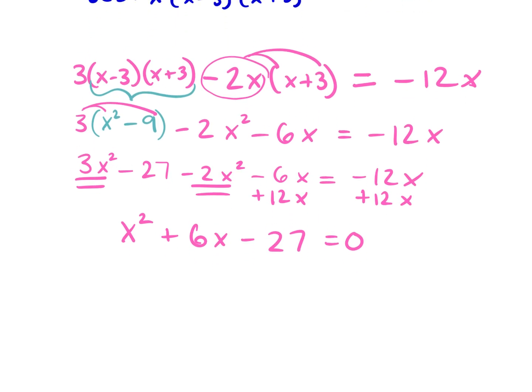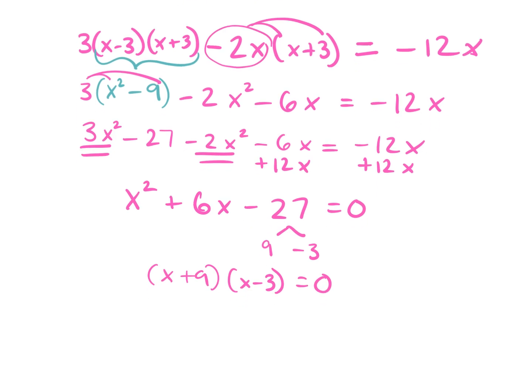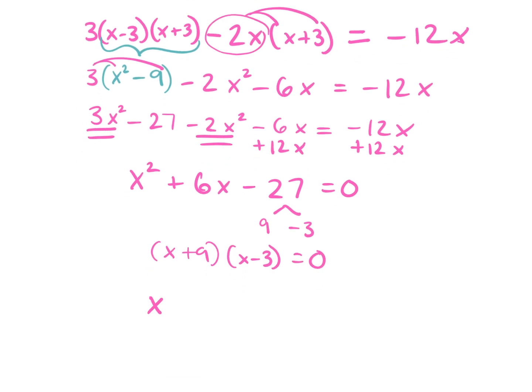What do you think we would do next to solve? We want to factor. What are two factors of negative 27 that add to 6? 9 and negative 3? Yeah. Perfect. So we have x plus 9 and x minus 3. Now when we solve, we have to find what x equals. So what would x equal here? Negative 9 and positive 3. Perfect.